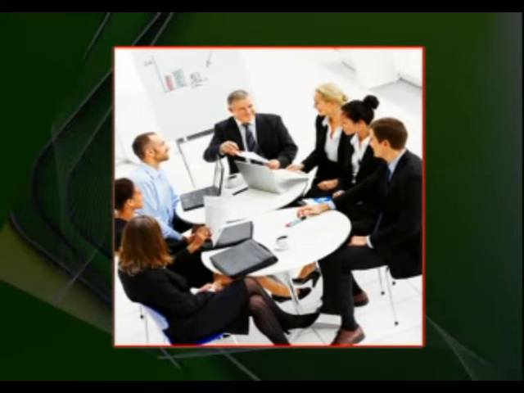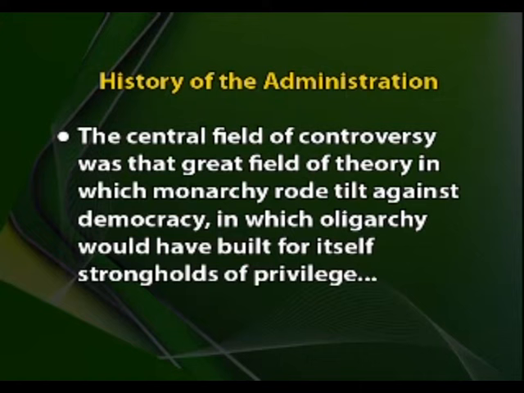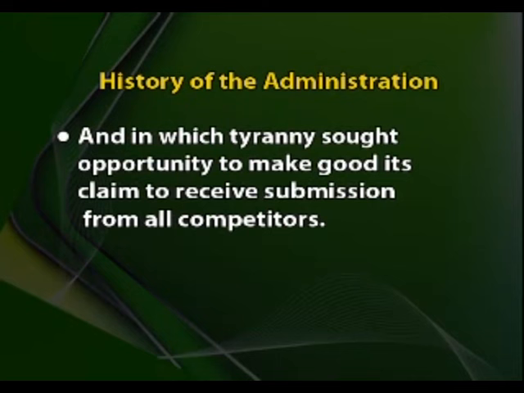The discussion of the political scientists was about framing the constitution, the nature of the state, popular power and sovereignty, and various issues related to the country, but not about administration and administrative activities. The central field of controversy was that great field of theory in which monarchy rode tilt against democracy, in which oligarchy would have built for itself strongholds of privilege, and in which tyranny sought opportunity to make good its claim to receive submission from all competitors.